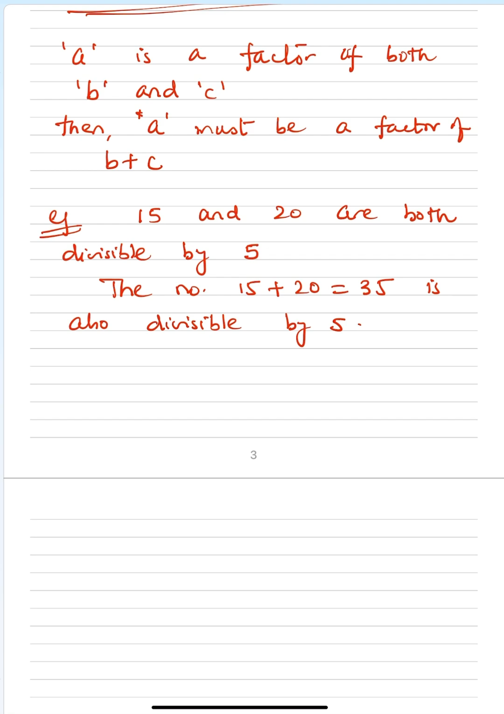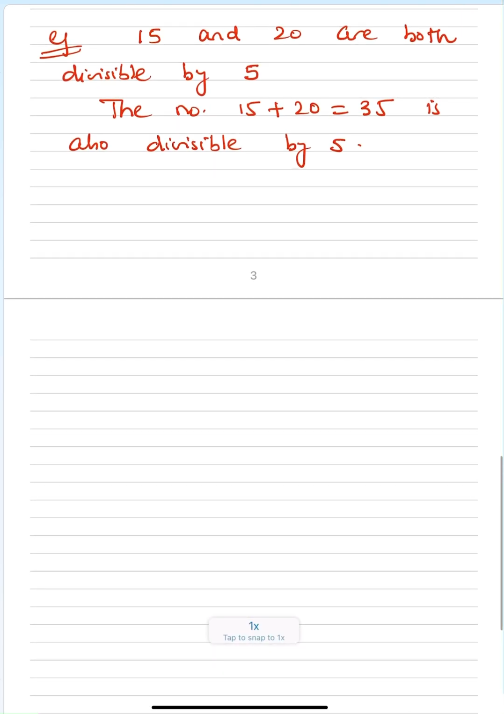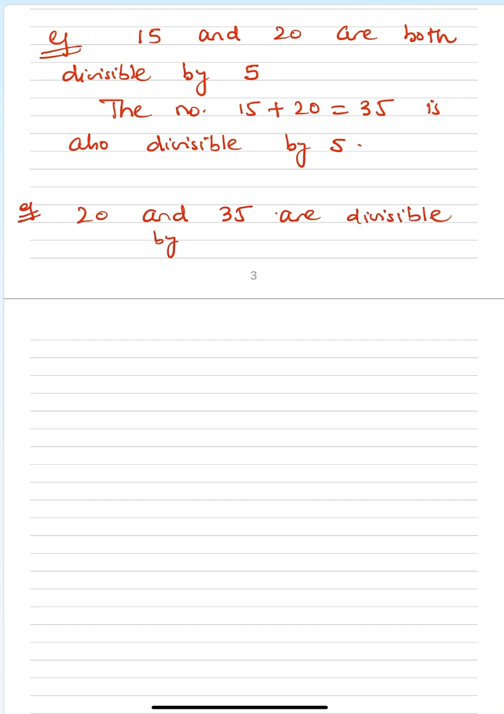Suppose we take another example, that 20 and 35 are divisible by 5, or we can say 5 is a factor of both 20 and 35. Then we will say that 20 plus 35, which is equal to 55, is also divisible by 5. Got it? This is what the statement is telling us.